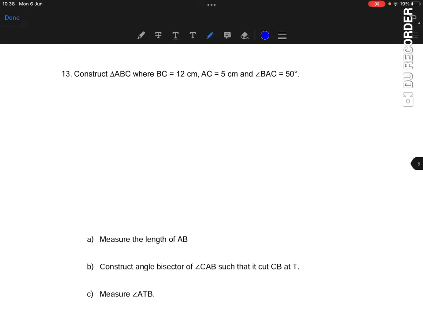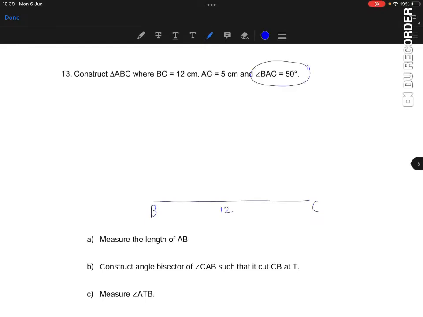Here you go guys. For this geometrical construction, I need you to prepare the ruler, the protractor, the compass, the pencil, and eraser. If you need to construct the triangle ABC, where BC is equal to 12, AC 5 cm, and BAC is 50 degrees, at first you need to make a line BC equal to 12, and then pay attention to the angles here.